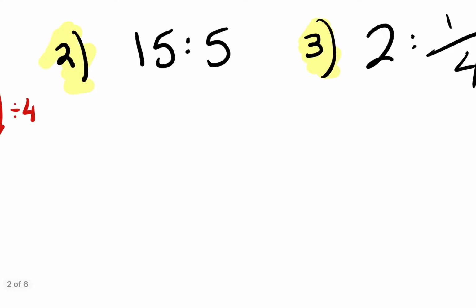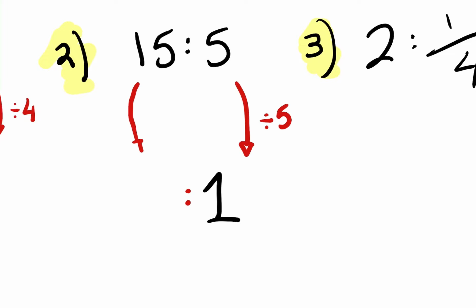Here, same again. We need it in this format here, something to 1. For 5 to get to 1, we divide it by 5. Same thing here. In terms of ratio, keep it all proportional. 3 to 1.